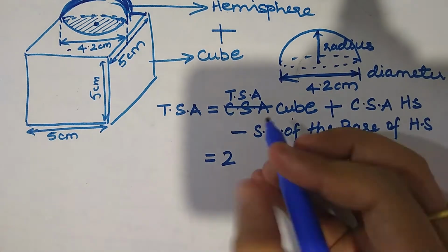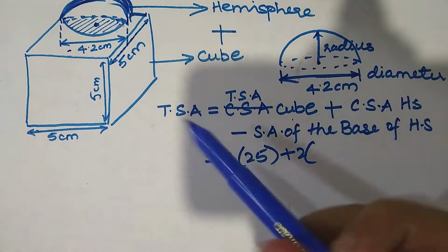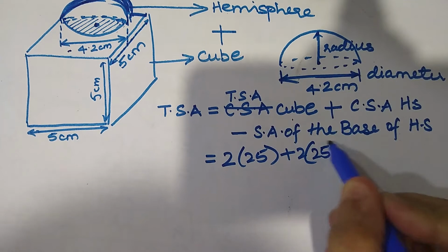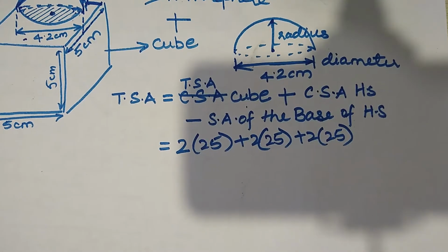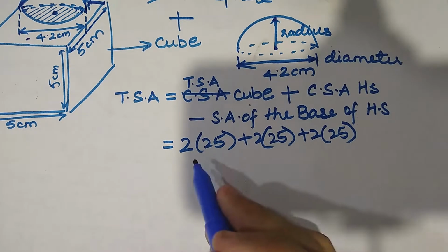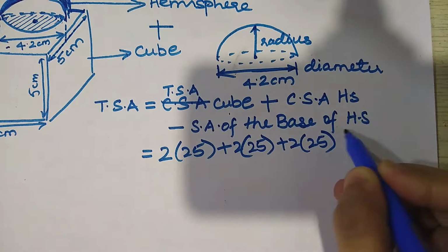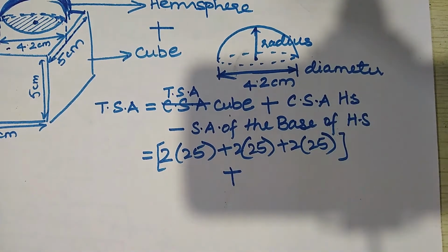So 5 into 5, 25. Plus 2 into same thing. Instead of x and y, it's y and z. So 5 into 5, again 25. The same thing here, 5 into 5, 25. Look into the cuboid formula, you will understand why it's 2 into 25 plus 2 into 25 plus 2 into 25. So this is TSA of the cube plus curved surface area of the hemisphere.